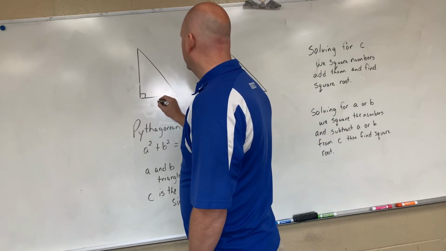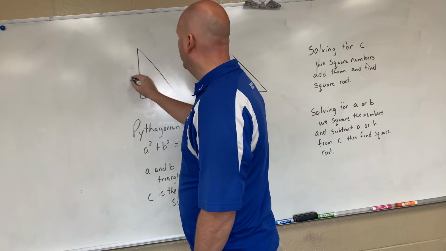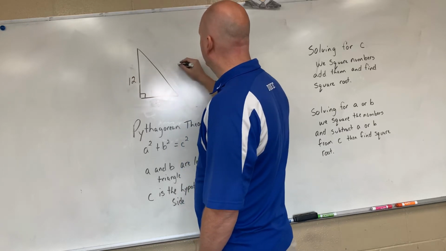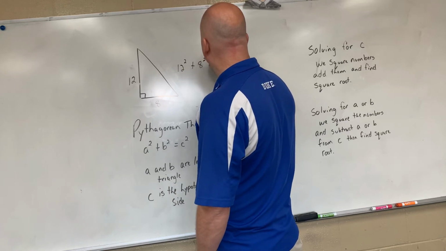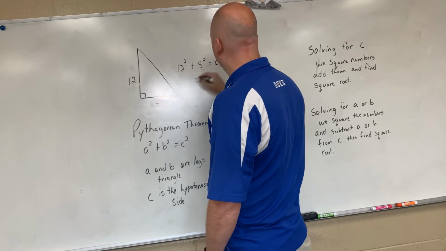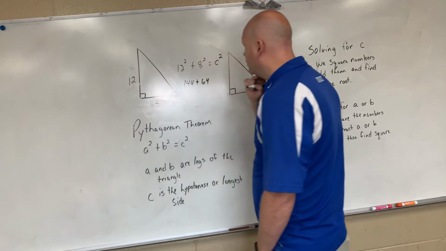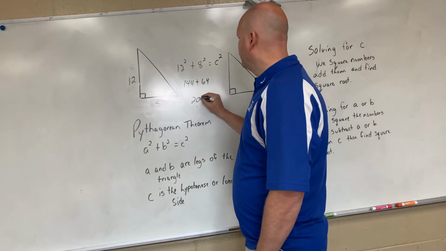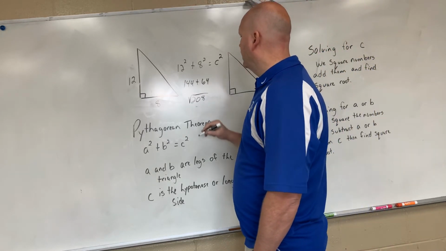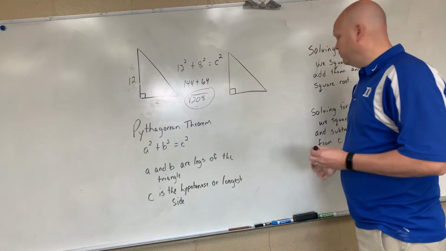So one more that we'll do with finding the legs. We'll make this 8, and we'll make this 12. So again, we're still finding the legs, so 12 squared plus 8 squared equals C squared. So 144 plus 64, which would be 208. That is not a perfect square, so this would be your answer for that one, since I'm just making up numbers.